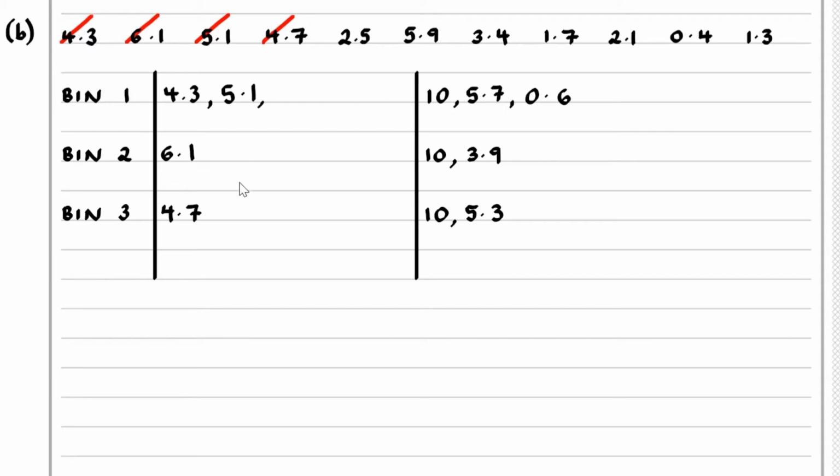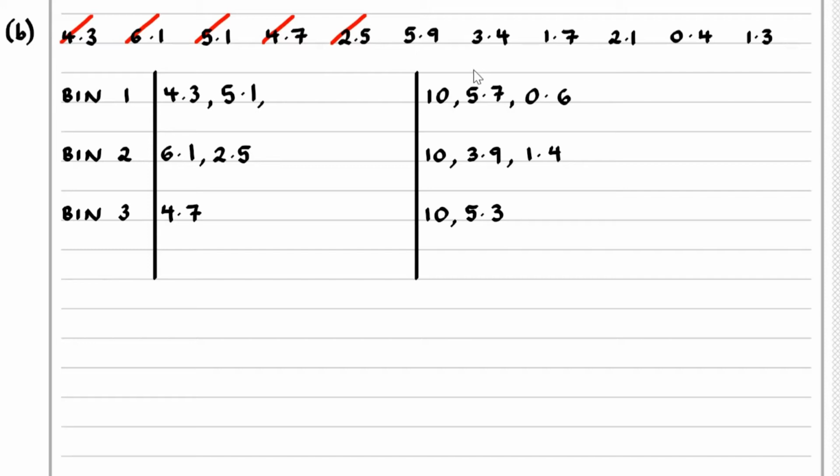Now, if we take a look at the 2.5, there is not enough space in bin 1, however, there is enough space in bin 2. So, we place the 2.5 into bin 2, and the remaining space then will be 3.9 subtract 2.5, which is equal to 1.4. So now let's cross off the 2.5, indicating we've used it.